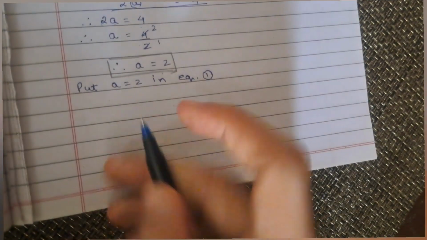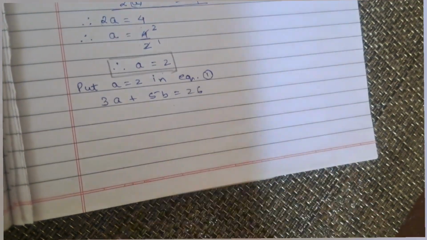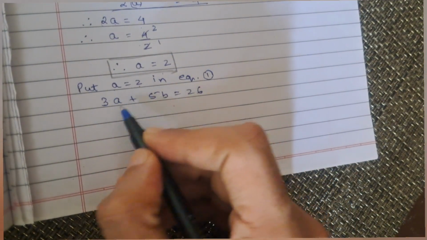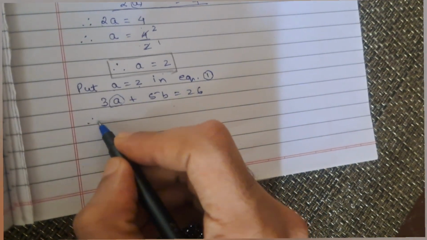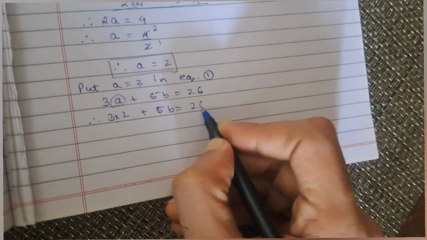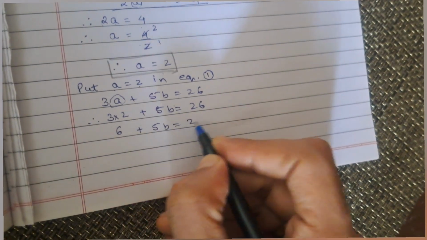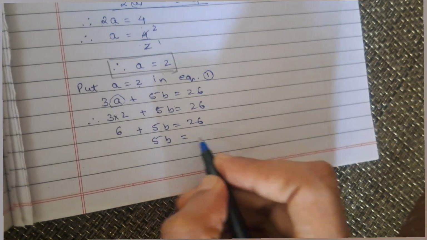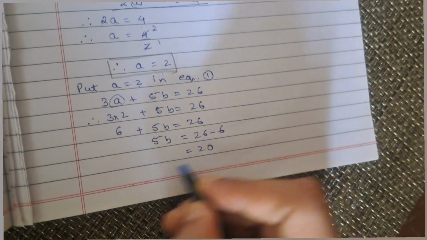So I will just put it over here: 3a plus 5b is equal to 26. I just wrote equation number 1. a equals 2 means wherever I see a, I will put 2. So what will happen? 3 times 2 plus 5b is equal to 26. So 3 twos are 6, plus 5b is equal to 26. I will bring this 6 over here and subtract it. So it will become 5b is equal to 26 minus 6, which is nothing else but 20.